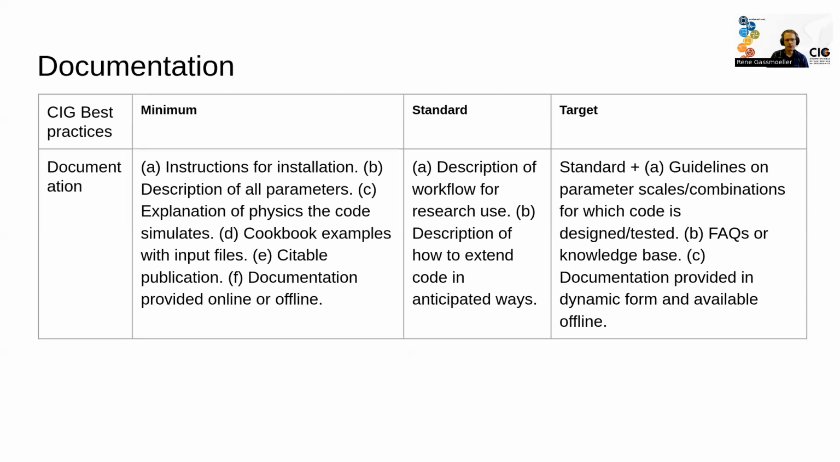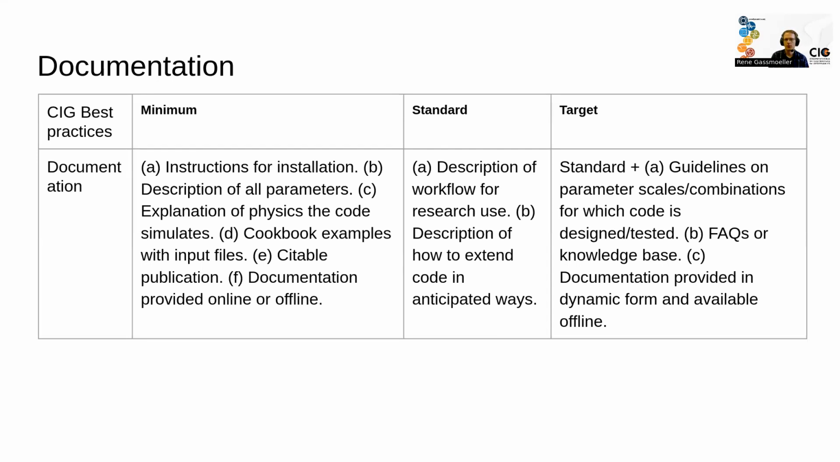Again, let's take a look first at the best practices that are already inside of the CIG best practices and what the Journal of Open Source Software recommends. And then we'll look at specific points and how to implement them. So CIG has best practices for documentation that say documentation for software should include instructions for installation, a description of the parameters that the user can set, and an explanation of the physics the code simulates, or more generally speaking, an explanation of the functionality of your code.